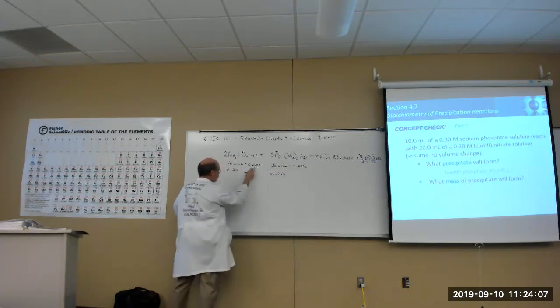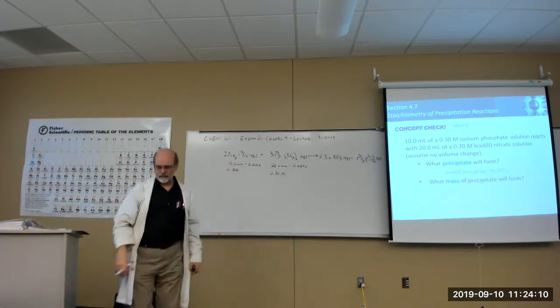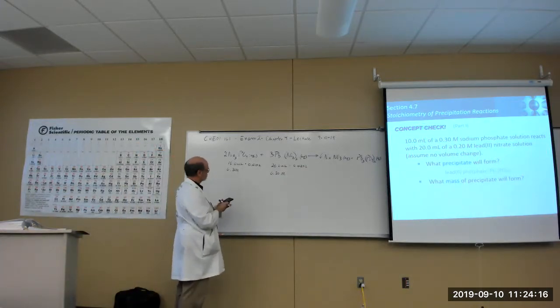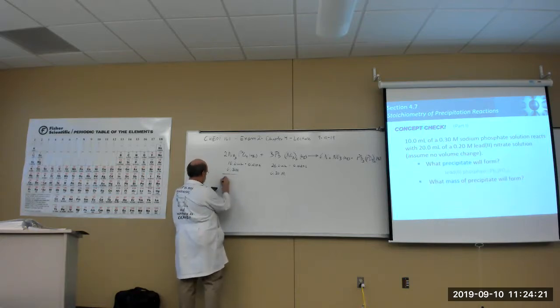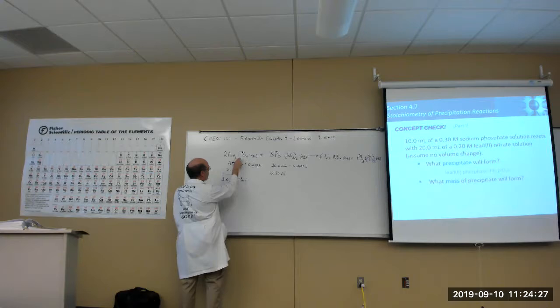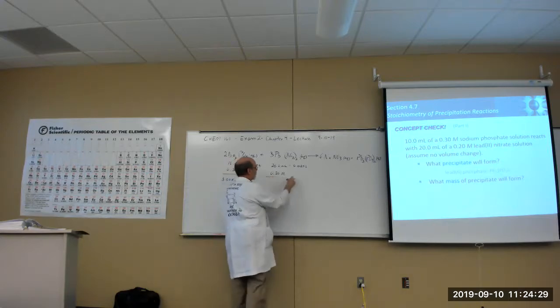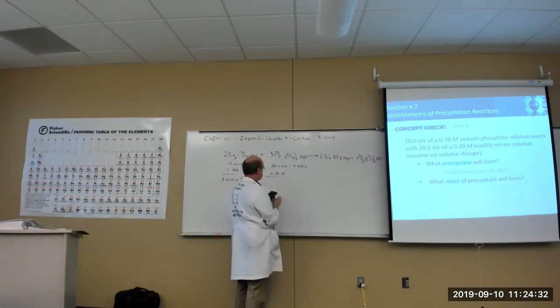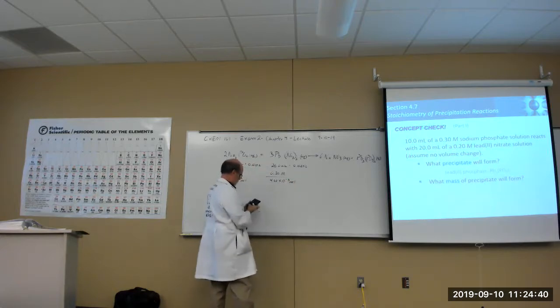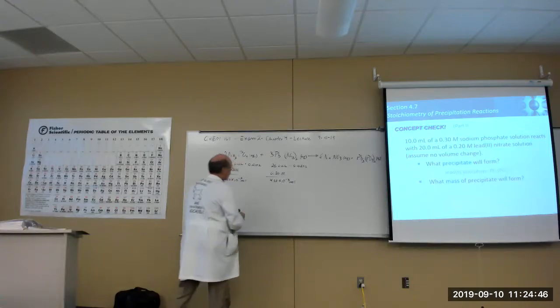So if we multiply this one times that one, it will tell us how many moles of this we start with. So this one is 3 times 10 to the minus third moles of that compound. And this one, that one times that one, is 4 times 10 to the minus 3 moles, I think. Yes. Okay.